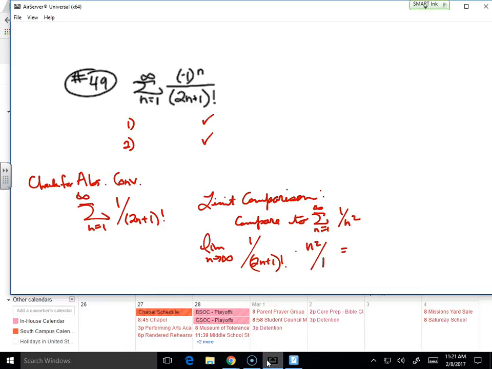Which growth is greater, n squared or factorial? Yeah, so factorial is greater. Greater's on the bottom. The limit is 0. And what do we know about this guy? Converging by p series, right? We'll just say p series. So therefore, if the limit is 0, and I'm comparing to a converging series, what do I know about this guy?